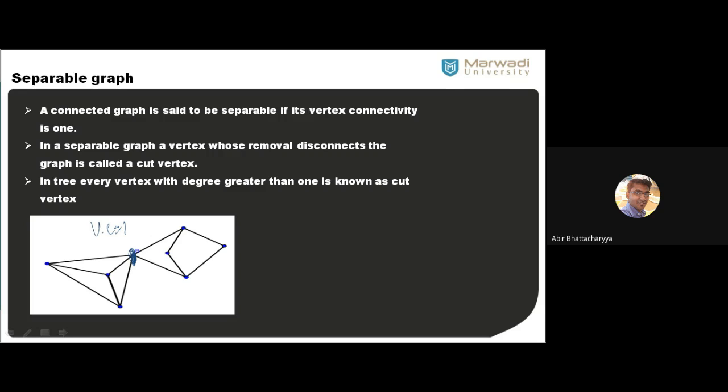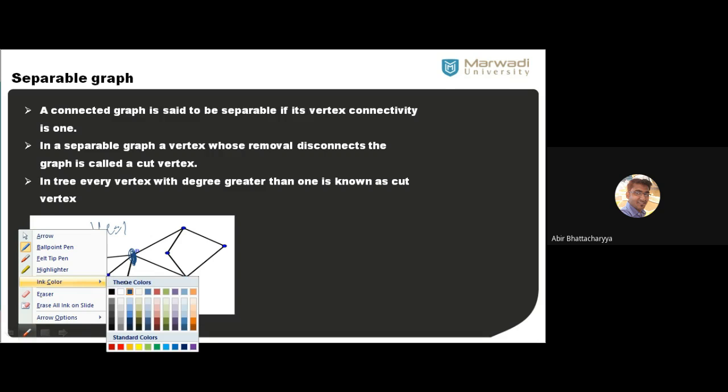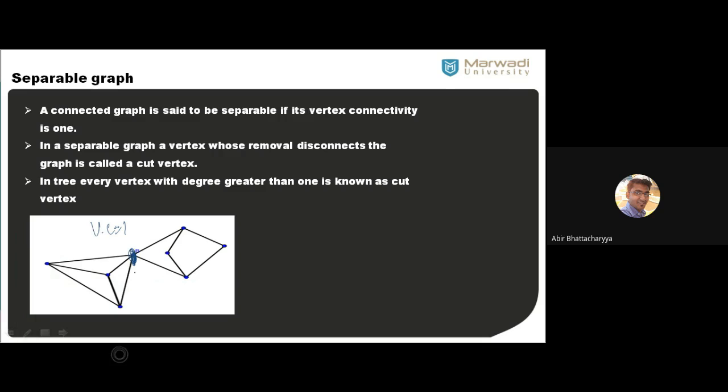And whenever the vertex connectivity is 1, that vertex is known as a cut vertex. So what is the name of the vertex? Cut vertex. Only whenever vertex connectivity is 1. Doesn't matter what the edge connectivity is.